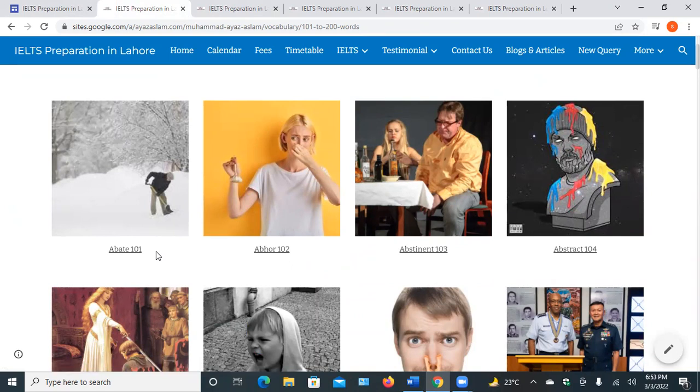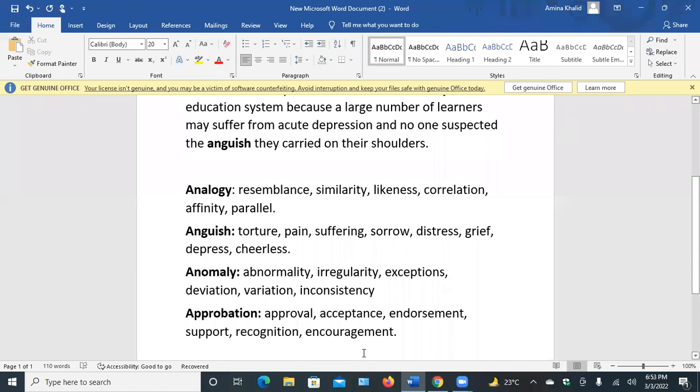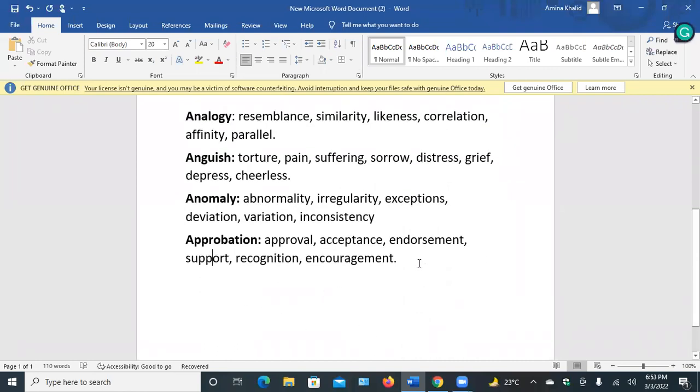Ma'am, shall we use the word diversity in place of anomaly? No, no, no. Diversity is something different. Diversity, it may be cultural, gender, workplace diversity. We use this word in this context.